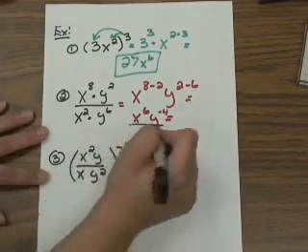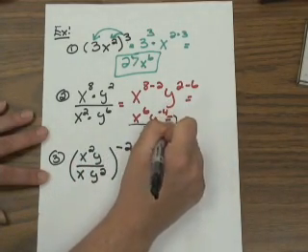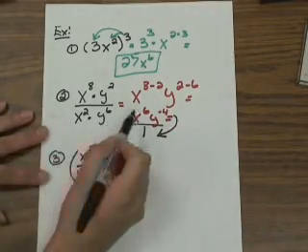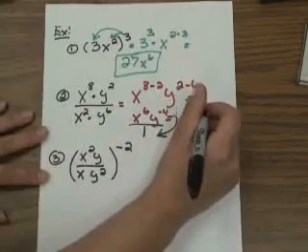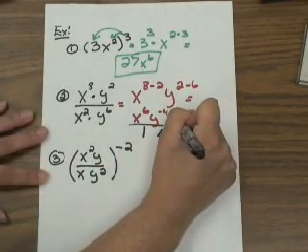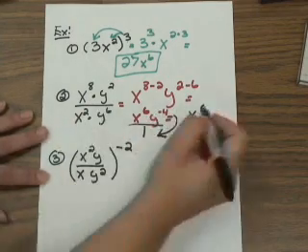Now in order for y to the negative 4th to become positive, we need to rotate that entire piece to the denominator. I'm going to leave x to the 6th in the numerator because 6 is positive, so we don't need to change that. But y to the negative 4th is going to become y to the 4th in the denominator.